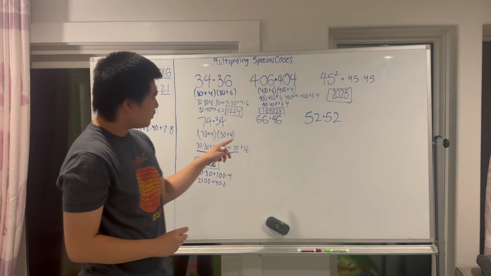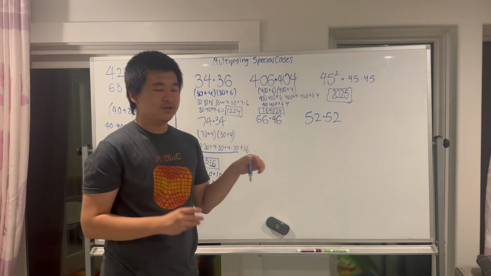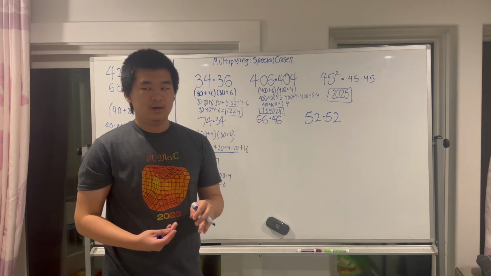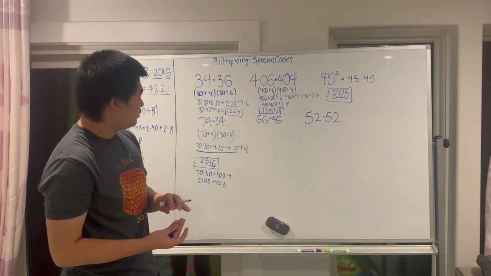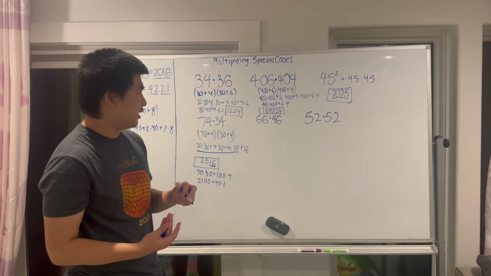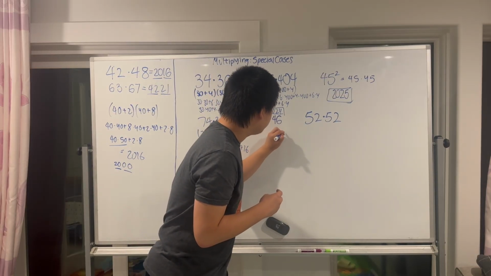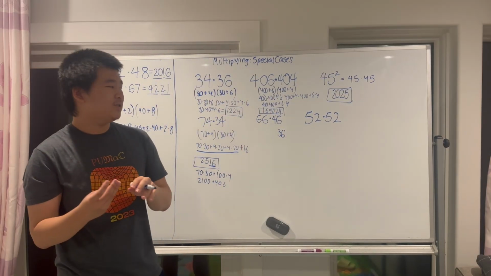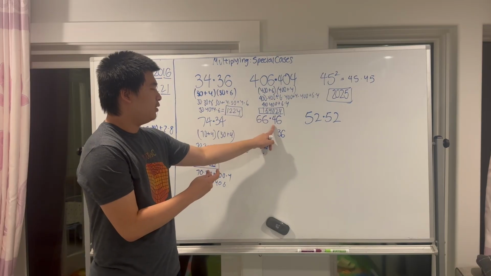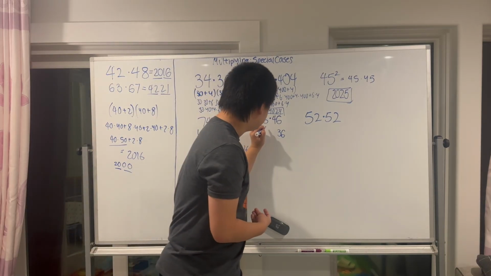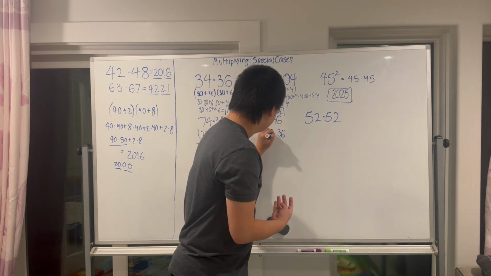So in our next problem, let's try to do the same thing. 66 times 46. Do try to beat me to it. So I will write out the answer this time. The answer would be our last two digits as 36 and our first digits as 6 times 4 plus the repeated digit, which is 6. So we're going to get 6 times 4 plus 6 is 30.